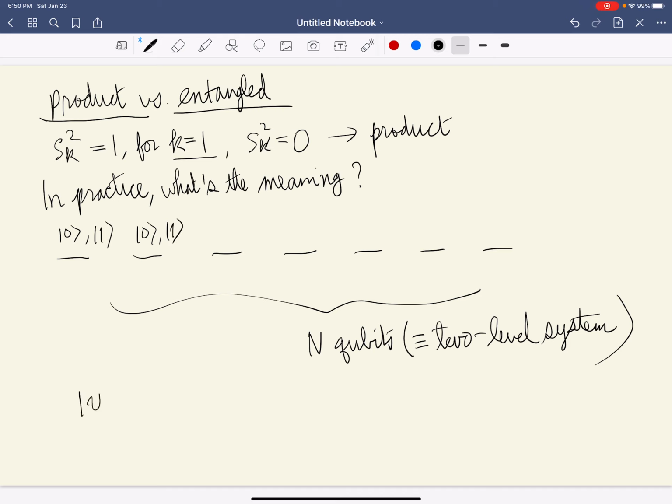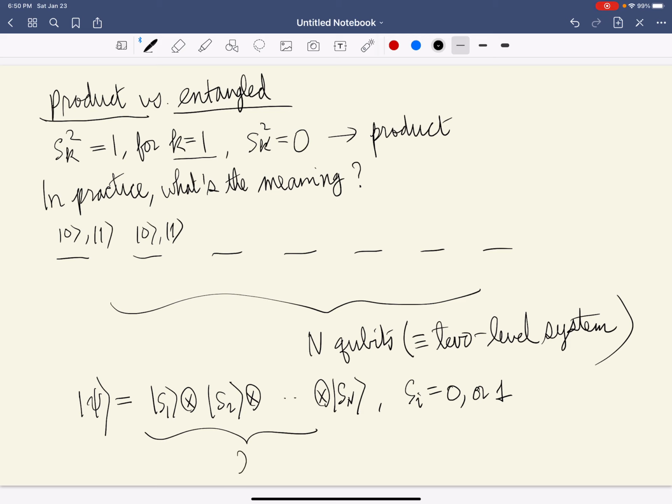So the wave function for the total n qubit system can be put into this product form, where every s_i can be either 0 or 1. And altogether, there are 2 to the n different possibilities of writing down such a product state.